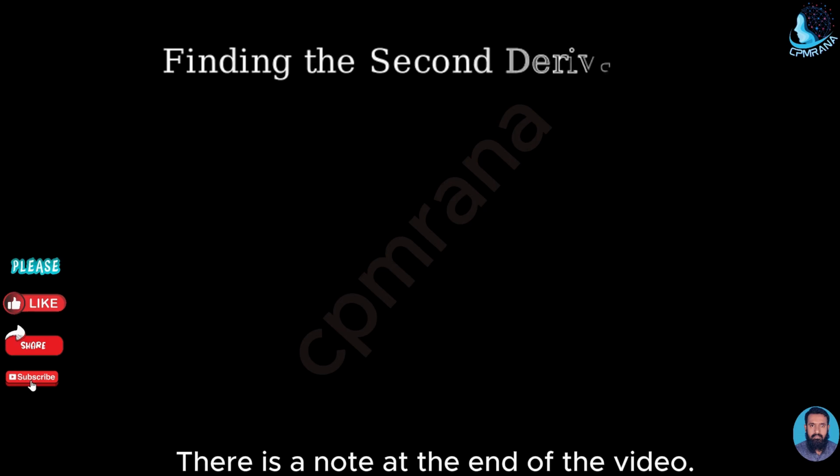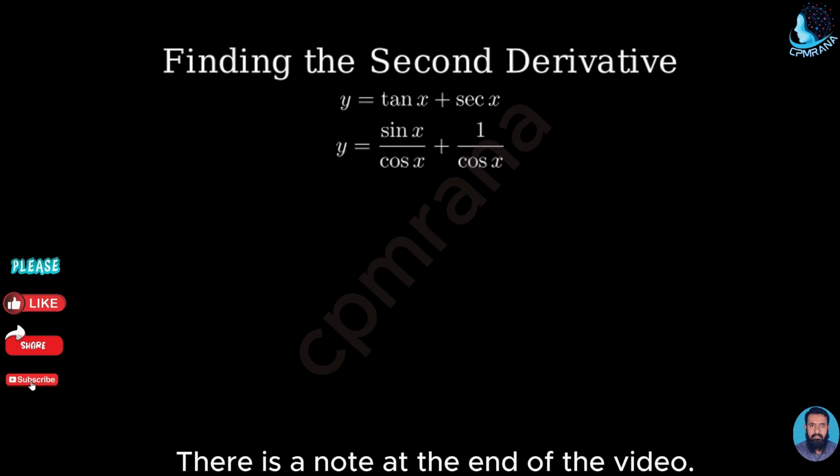Welcome! Today we'll find the second derivative of y equals tangent x plus secant x through a step-by-step process. Let's start by rewriting this expression in terms of sine and cosine. Remember that tangent x is sine x over cosine x, and secant x is 1 over cosine x.